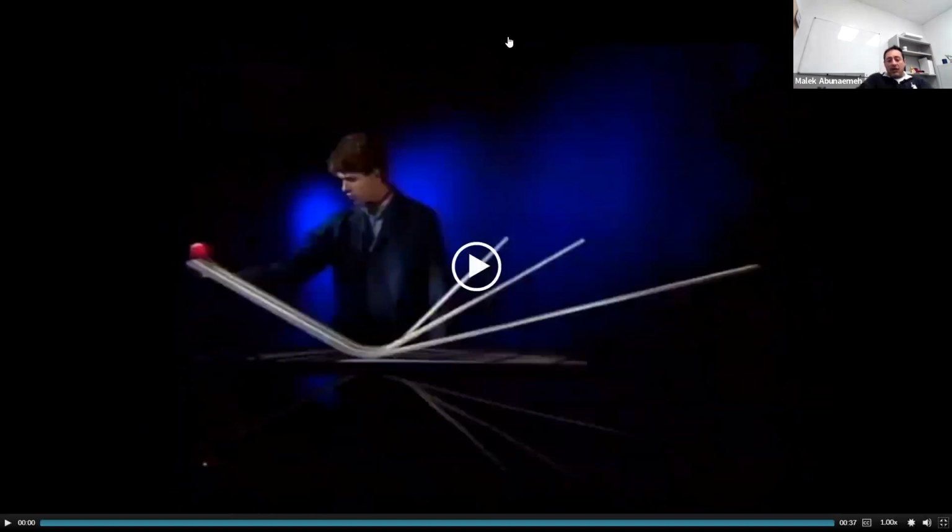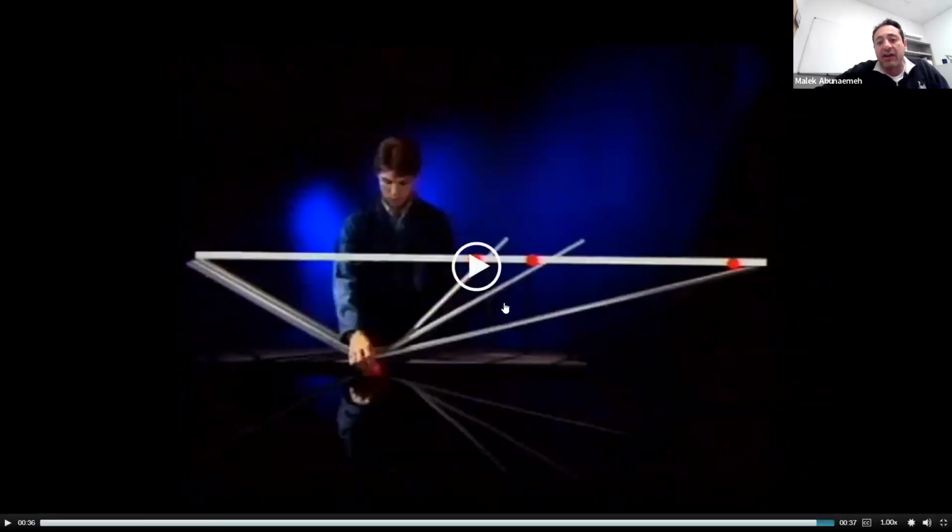So when he released the ball in each one, the ball rises to the same height on each one of them. The reason for that is when he released the ball from over here, it had enough energy to go the same distance on all of them. So it's the same energy, so they all rise to the same height on each one of them.